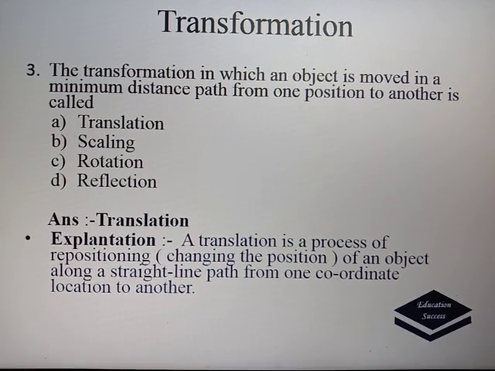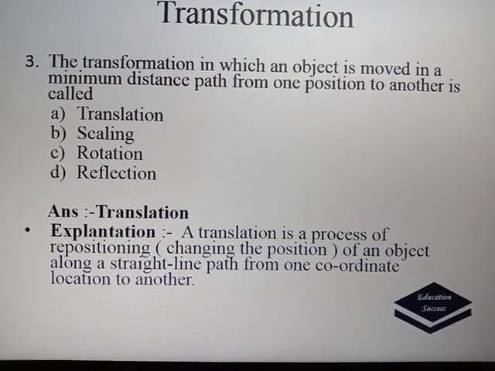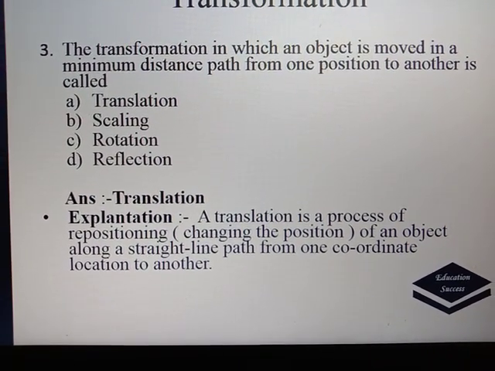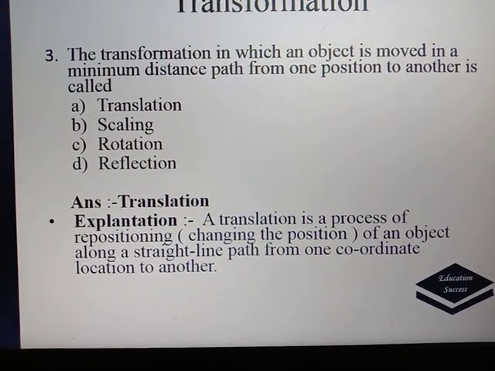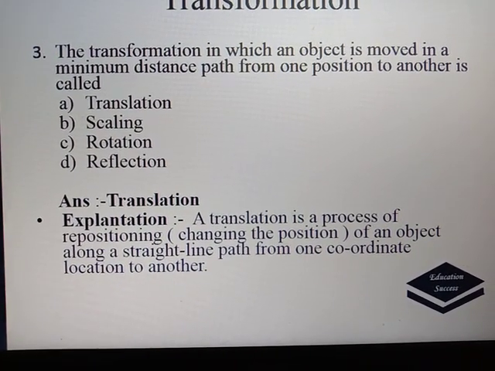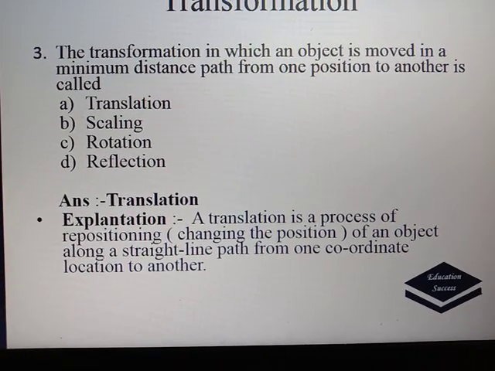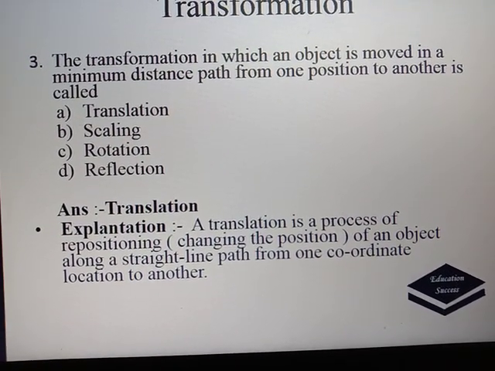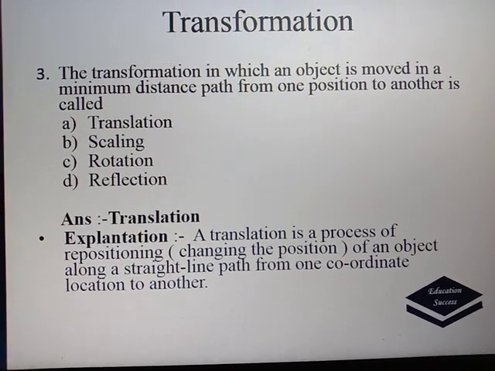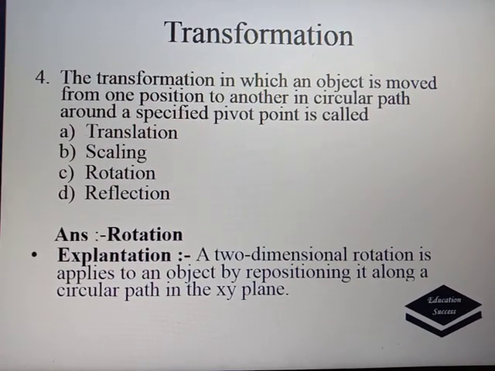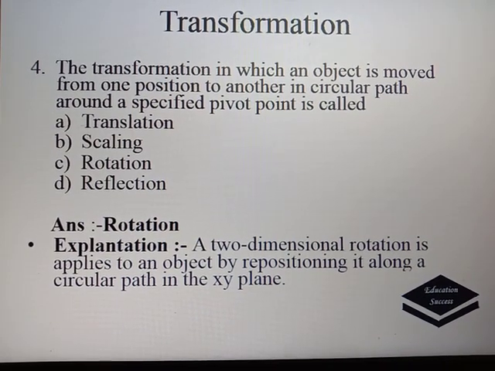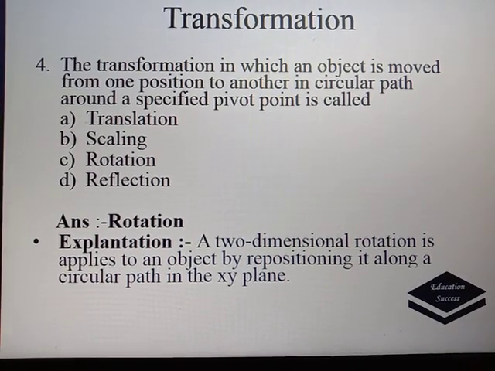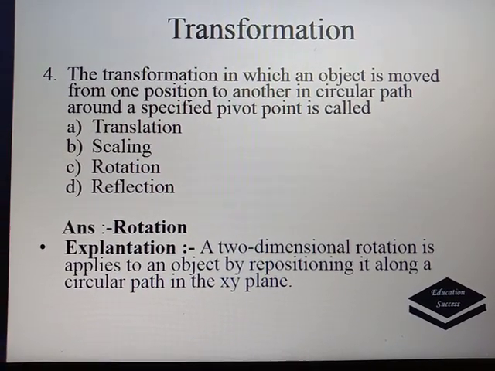The transformation in which an object is moved in a minimum distance path from one position to another is called translation. As we have already seen the definition of translation, translation means to move the object from one position to another position by a given distance. So a translation is a process of repositioning of an object along a straight line path from one coordinate location to another. The transformation in which an object is moved from one position to another in a circular path around a specified pivot point is called translation, scaling, rotation, reflection.